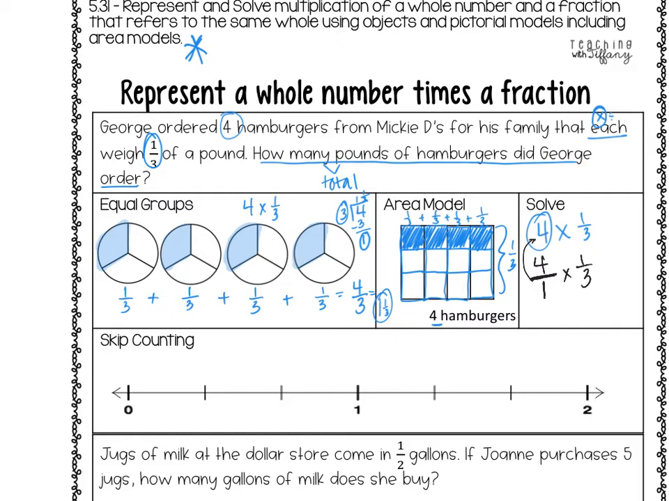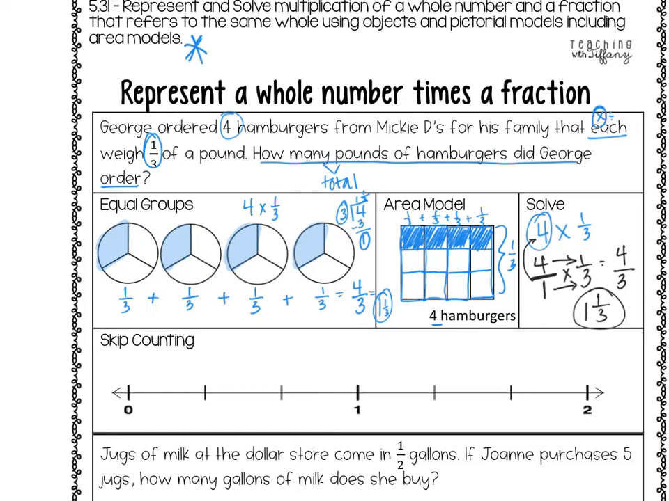And now we can multiply our fractions. When we multiply our fractions, we're going to multiply straight across. So we have 4 times 1, and that's 4. And 3 times 1 equals 3. And we learned over here in our equal groups that 4/3 as a mixed number is 1 and 1/3. So 4 times 1/3 equals 1 and 1/3. And now we're going to practice this on skip counting. So we know that we have 4 burgers, 4 whole hamburgers, and each one of them weighs 1/3 of a pound.